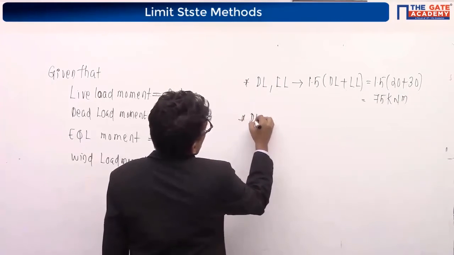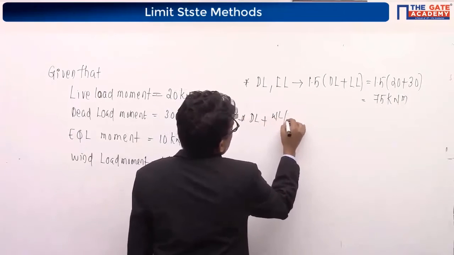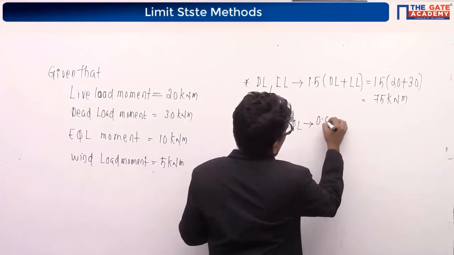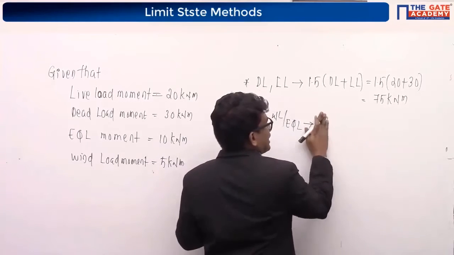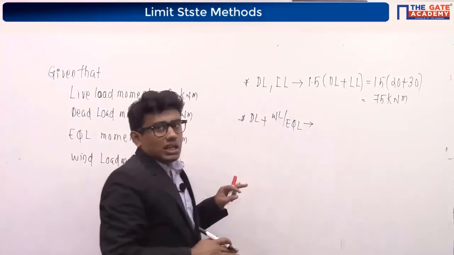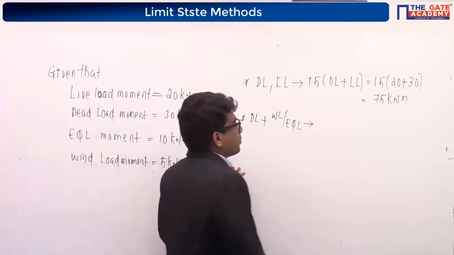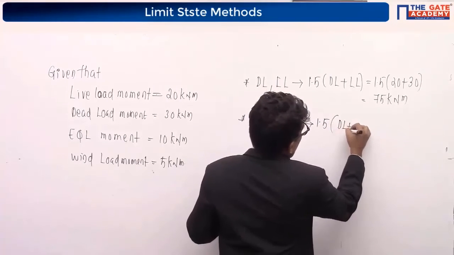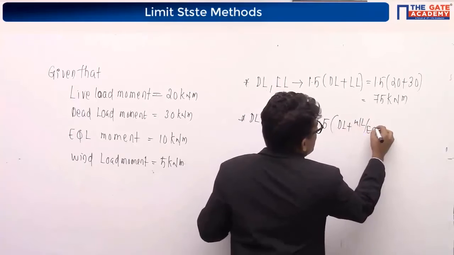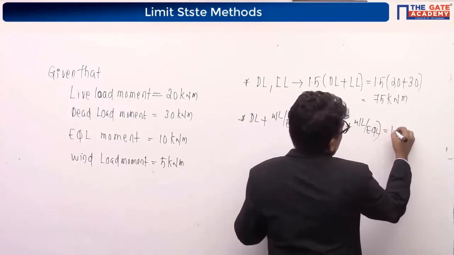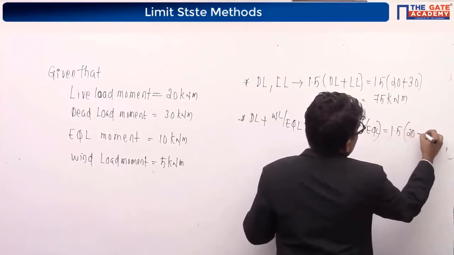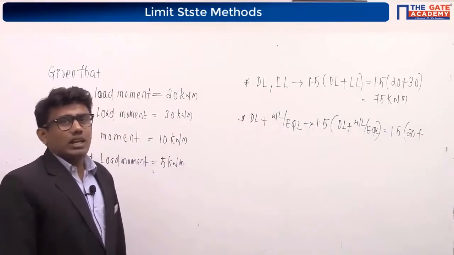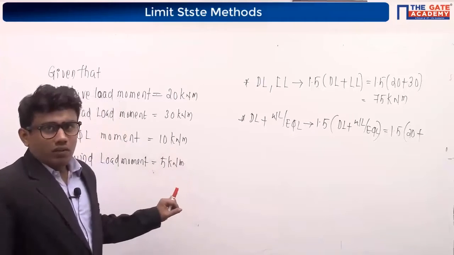For our dead load plus wind load or earthquake load combination, the partial safety factor to be considered is 0.9 or 1.5. As there is nothing mentioned about the reversal of stresses, if it is involved in the question, we have to consider it as 0.9. If nothing is mentioned, I am going to consider it as 1.5. So 1.5 dead load plus wind load or earthquake load combination is equal to 1.5 times dead load, here 20. For wind load and earthquake load, which one will I consider? Will I consider this 10 or 5? Which one will I consider?